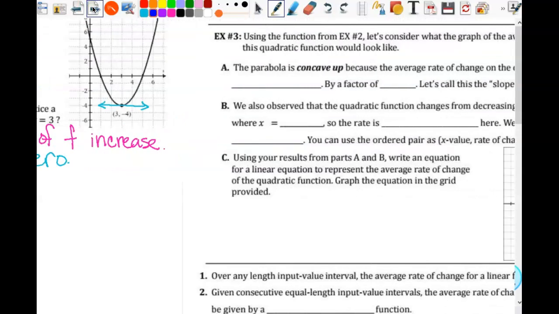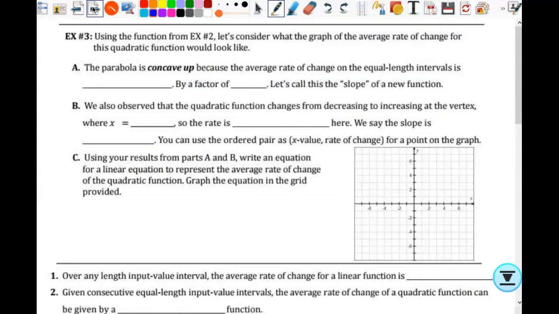So it says, using the function from example number 2, let's consider what the graph of the average rate of change for this quadratic function would look like.